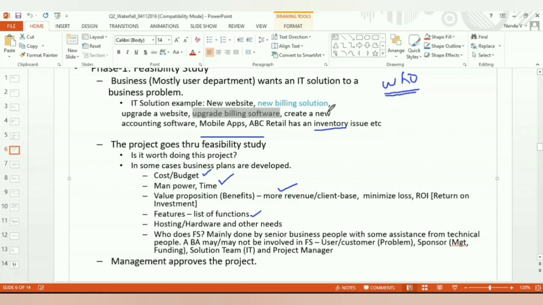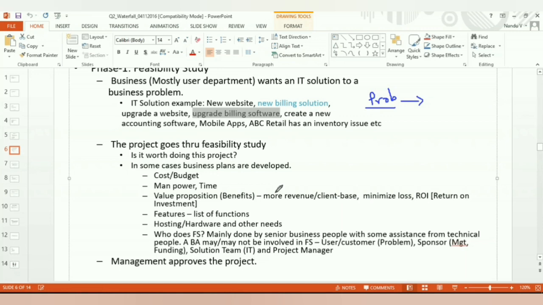So ABC has an inventory issue because there is no proper replenishment, right? So they are running short of items. Okay. So who are all participating? First of all, as a general rule, who can participate? Generally speaking, it's just an idea. It's also a little bit subjective. It can vary from project to project, company to company.